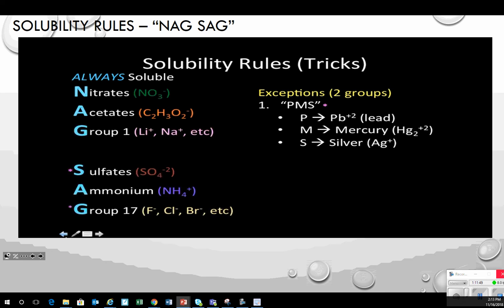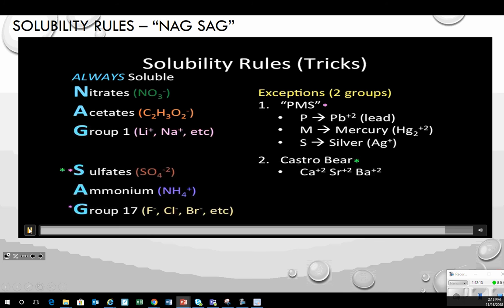This exception is called Castroware. The reason it's given that name is because it's calcium, strontium, and barium, all from the alkaline earth metal group. And Castroware is never soluble with sulfates. So you see that beautiful neon green asterisk next to Castroware? Well, we're also going to put one next to the sulfates because it's never soluble with the sulfates.